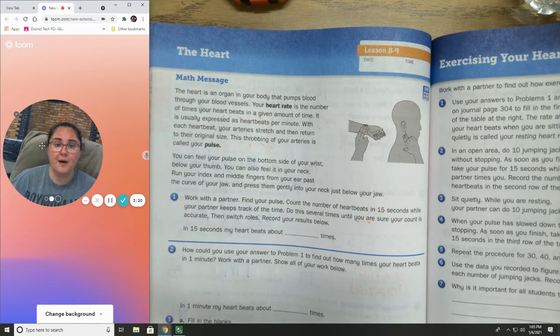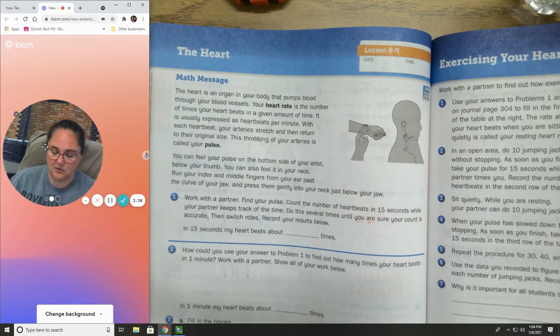It says first, work with a partner. So if you want to work with mom, dad, grandma, grandpa, aunt, uncle, cousin that's home, somebody older or the same age as you, count the number of heartbeats you get in 15 seconds while your partner keeps track of the time. Do this several times until you're sure that your count is accurate.